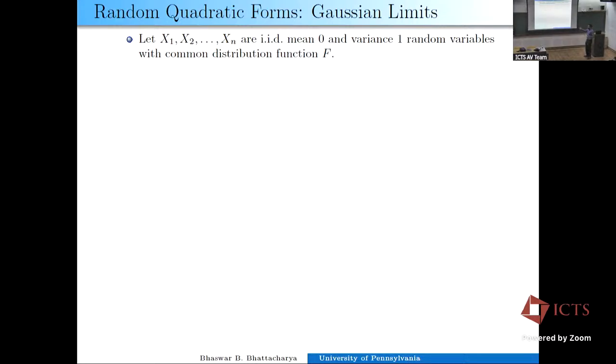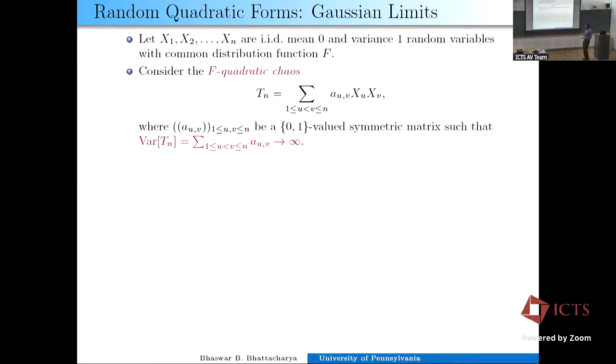So here is the setup. Now I am back to the setting of zero mean variables. I was in the Bernoulli setup, now I'm in the zero mean setup. I have a bunch of random variables, zero mean, variance 1, common distribution function F. Here is the F quadratic chaos. If F is Gaussian, Wiener chaos. If F is Rademacher, Rademacher chaos, right?